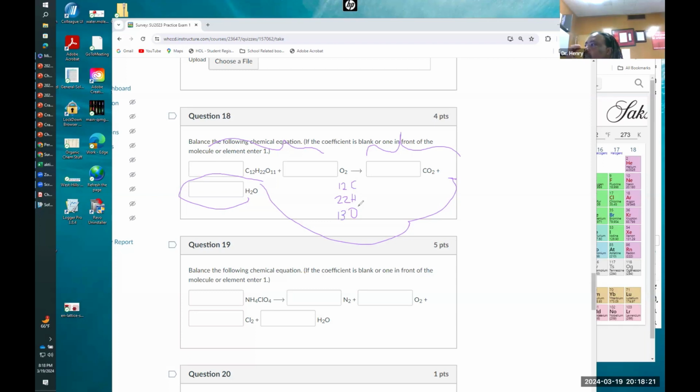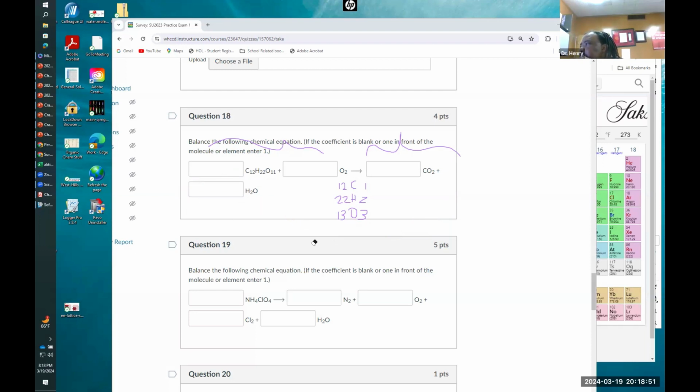Okay. On our product side, how many carbons do we have? 1. How many hydrogens do we have? 2. And how many oxygens do we have? 3, right? Because we have the 2 here and we have the 1 down here. Okay, so I'm going to erase all of the lines showing you where everything is at, since we know where everything is at now.